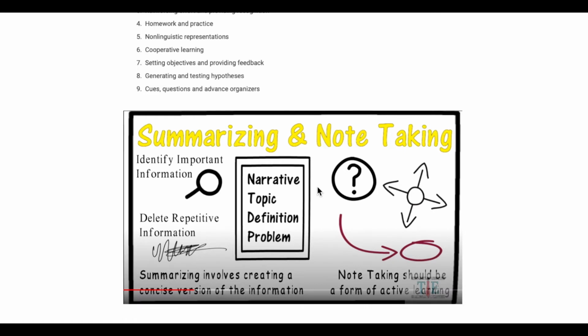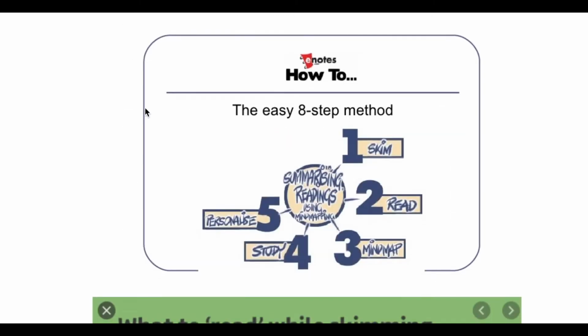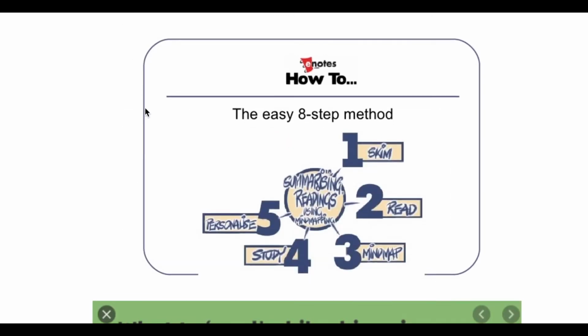So whenever we summarize something, it's not always a version that fits everybody. We do that so that we can ourselves understand it in our own ways. It should also be a form of active learning, which means whenever you do note taking, you're not just copying information for the sake of having your own notes, but you should be understanding what you are writing yourself. And so we are going to do 5 steps in order to do summarizing and reading.